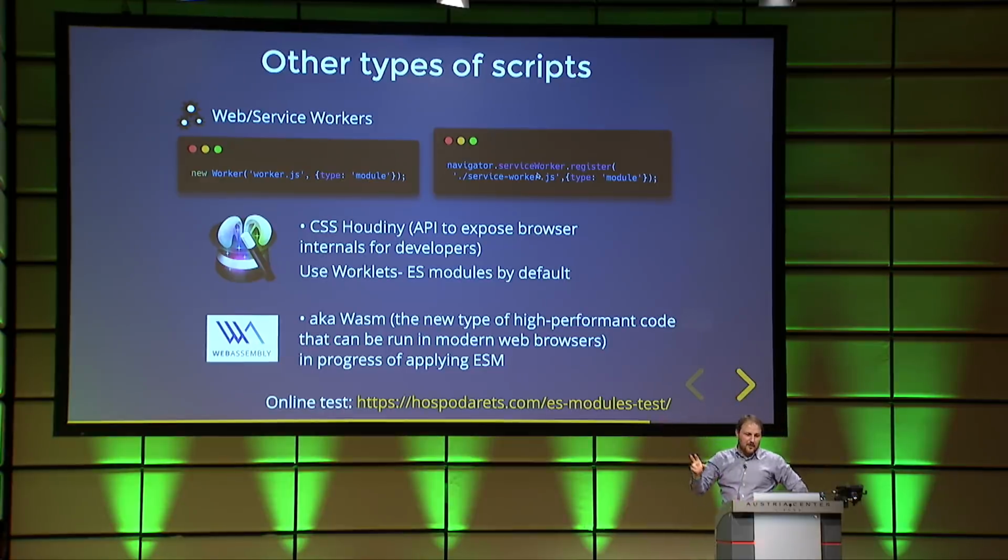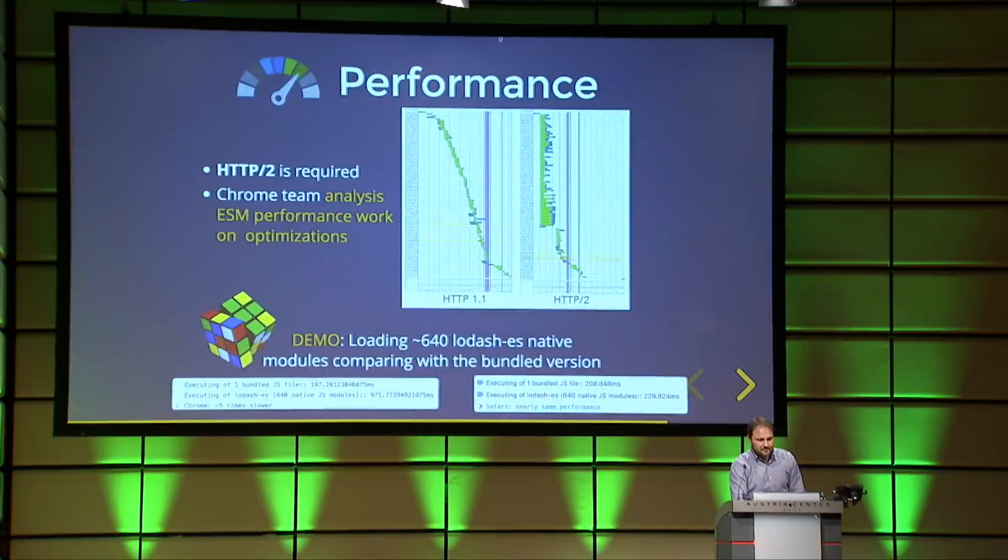So we have service workers, web workers, CSS Houdini, and WASM. The new type of high-performance code, possibly; I think somebody was speaking here about this today. WASM is something like binary code. You put your JavaScript code into some particular transpiler, and after that your browser starts executing it two to three times faster, depending on your code. It's kind of a C++ solution. Currently they're trying to apply ECMAScript modules there as well, and there is a test to see if it's actually working in your browser, Node.js, whatever.